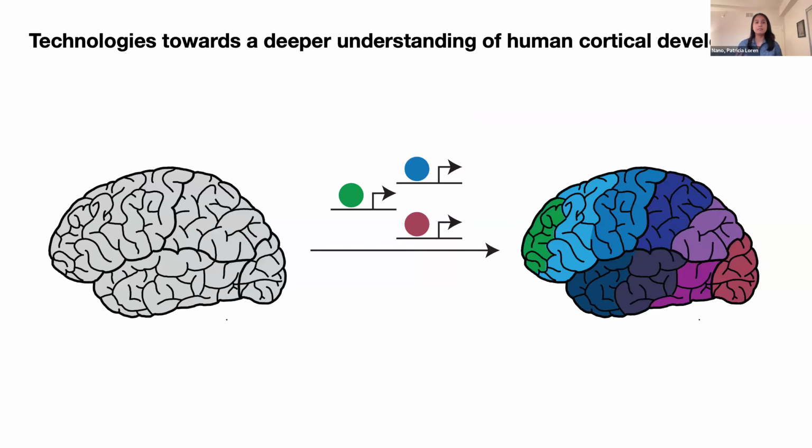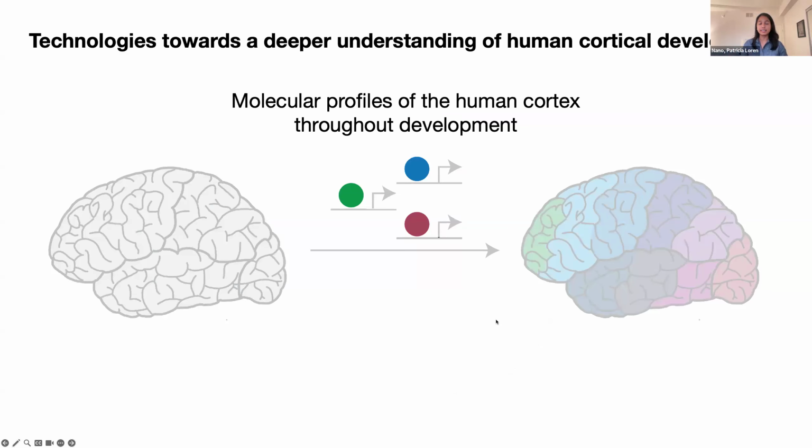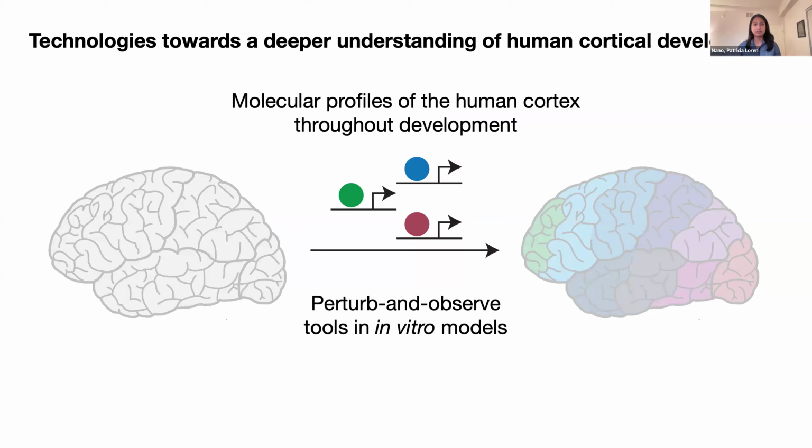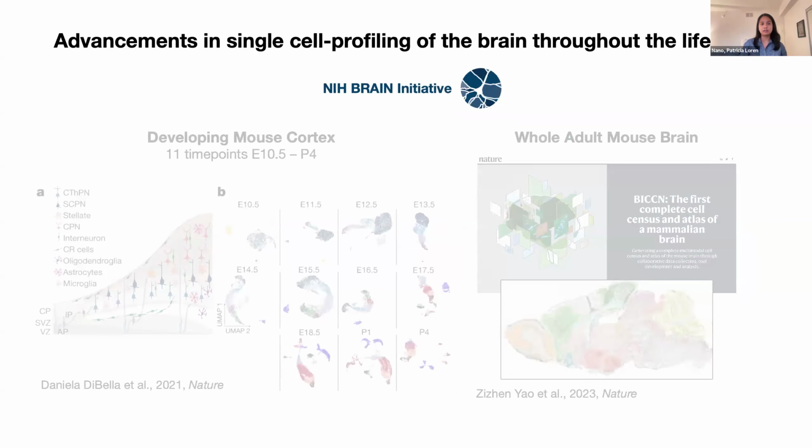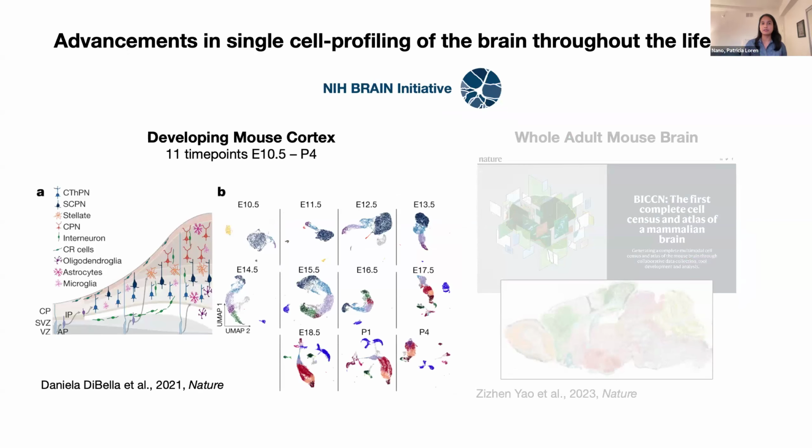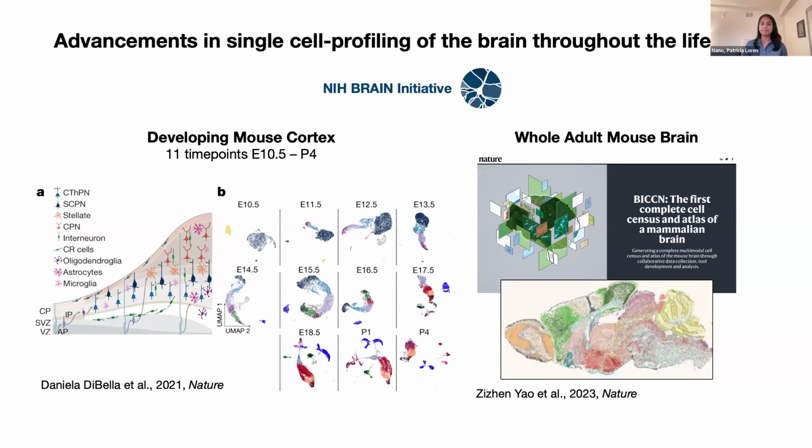So I spent the better part of my postdoc trying to generate more comprehensive molecular profiles of the human cortex, particularly throughout its development, extract mechanistic hypotheses from these profiles, and then test these hypotheses in vitro models of the developing human brain. Now, this paper really builds on recent advances in single-cell profiling, and that, along with work from consortiums like NIH Brain Initiative, have given us now these vast data sets, particularly successful for the mouse. So, for example, we have these large data sets profiling the developing mouse cortex, and even more recently, we have data sets now of the entire adult mouse brain.